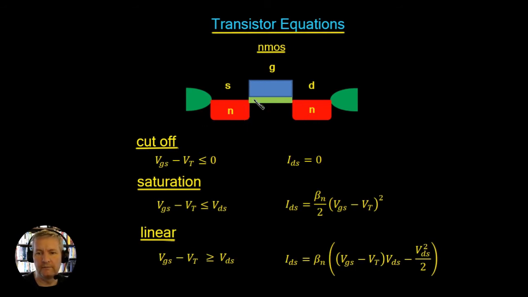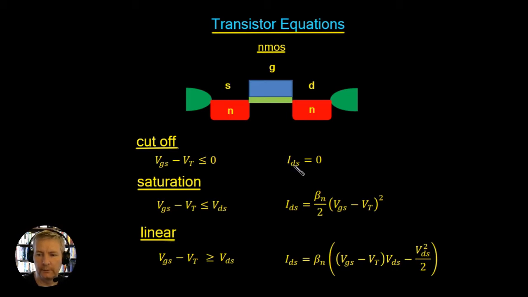Now if we don't get any inversion on this side of the channel, we know that this voltage is less than this voltage, so we will not get any inversion over the channel as a whole. Now in that case, the current flow, that is IDS, is equal to 0. So that's the current from drain to source.